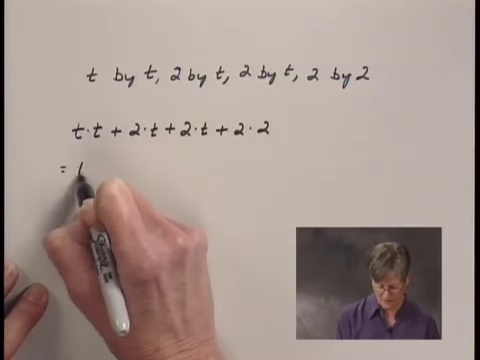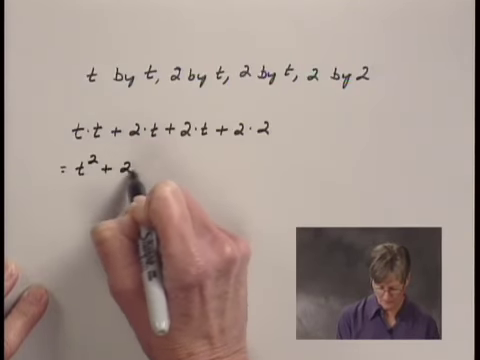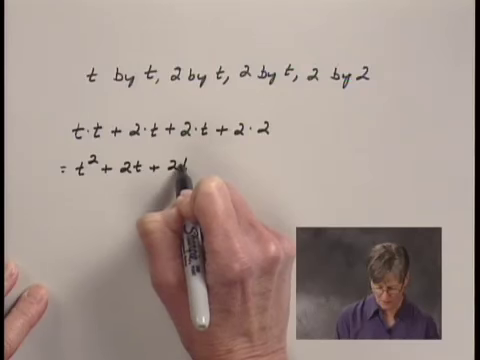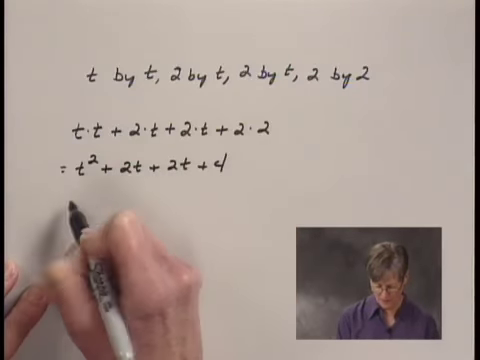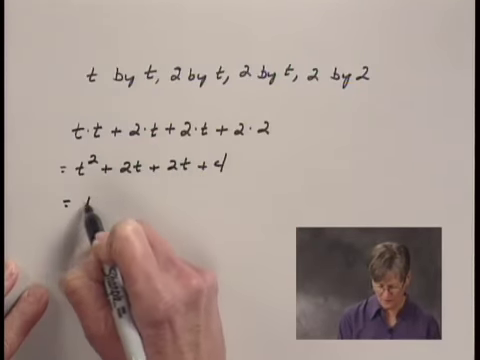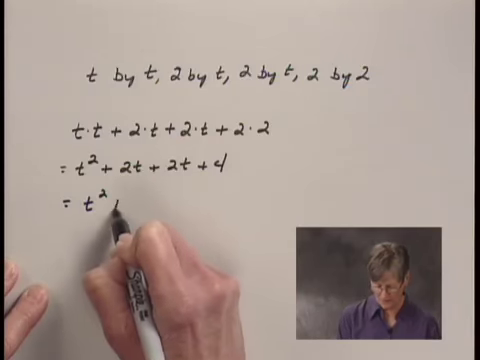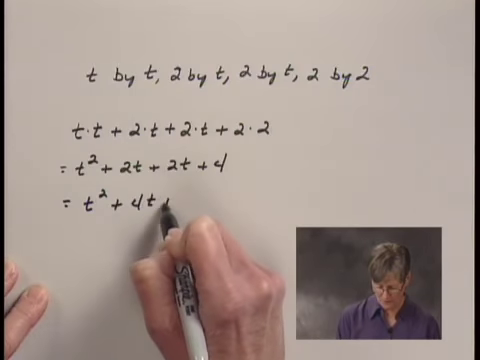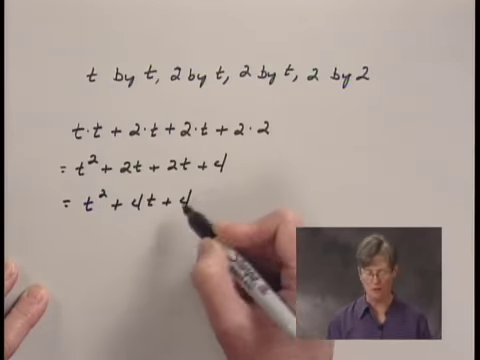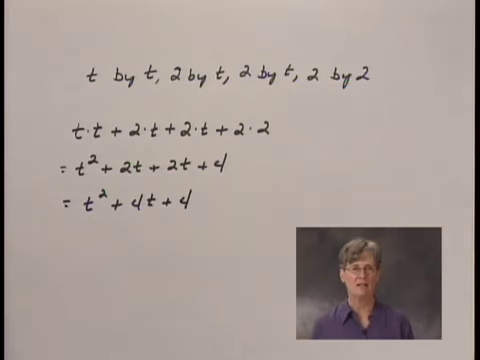And we can simplify this. We'll have t squared plus 2t plus 2t plus 4. And when we collect like terms, we can collect the t terms. We'll have t squared plus 4t plus 4. So this is what we get when we regard the area as the areas of the four smaller rectangles.